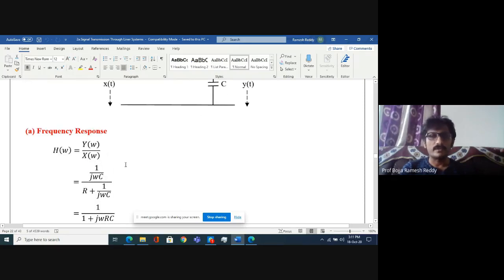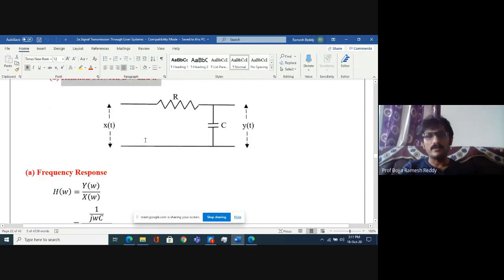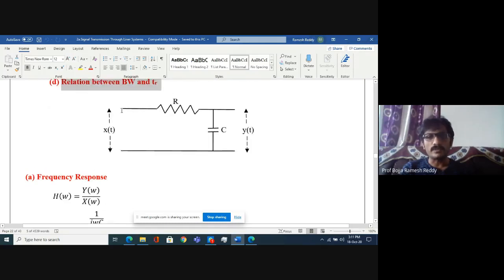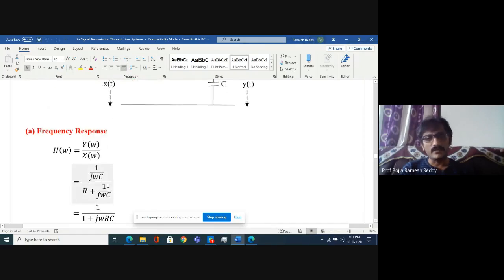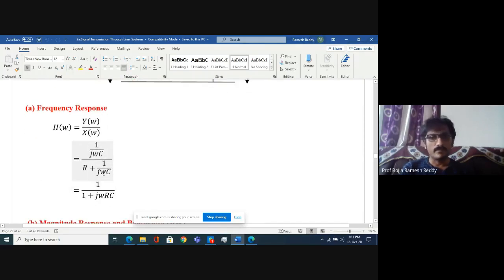The output is across the capacitor. That impedance, or reactance, is 1 by j omega C. So the output is 1 by j omega C into some current flow, divided by the input impedance. What is the input impedance here? These two are connected in series. The series combination of R and C is R plus 1 by j omega C. That is the way to calculate the transfer function or system function of any system.